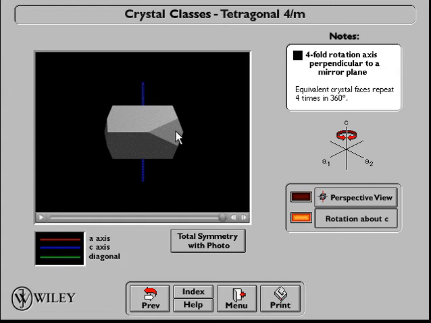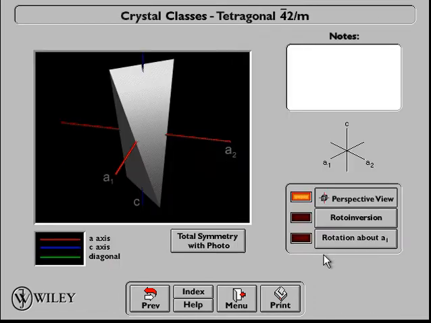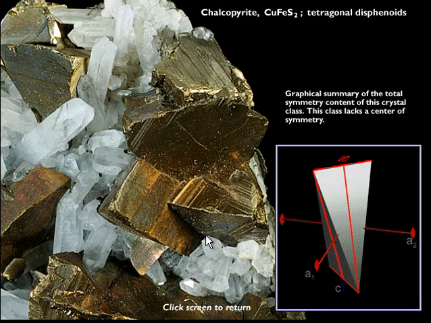So now we are going back to our next example. We have here 4 over 2 over m. Then we have here a roto inversion. When we have this symbol here, then we are talking about the roto inversion. Here we have such a crystal, and now we are going back to the total symmetry with a photo. So here we have chalcopyrite, which is a copper iron sulfide with a tetragonal bisphenoid.